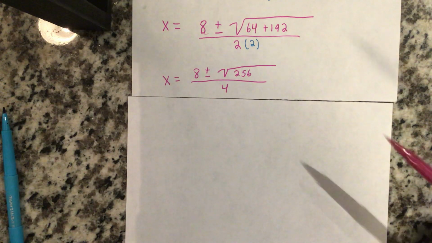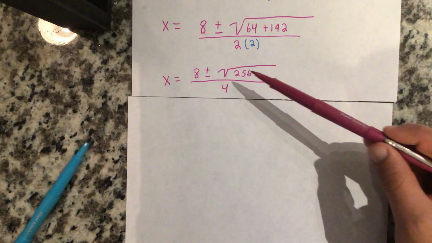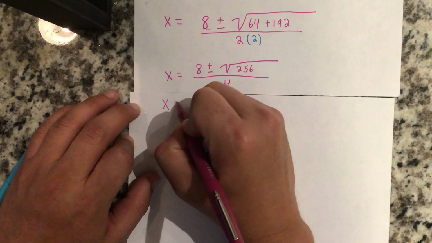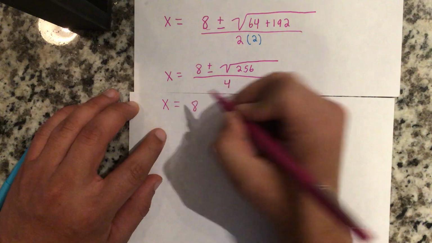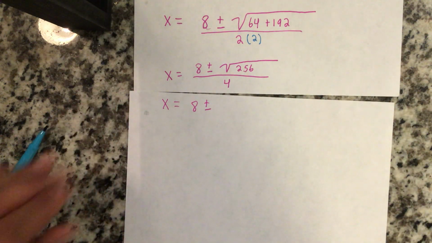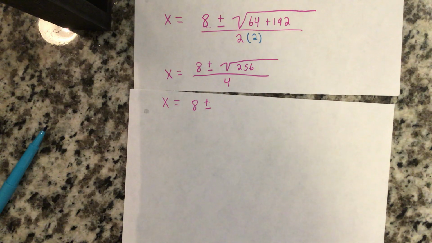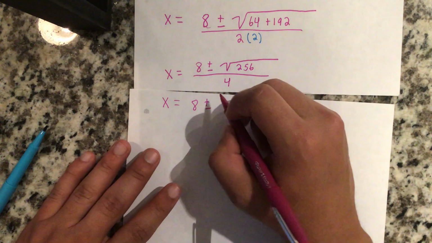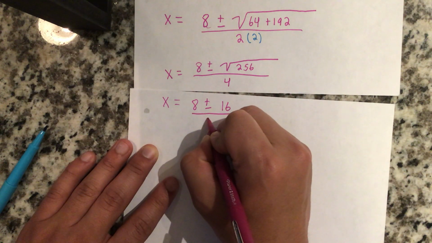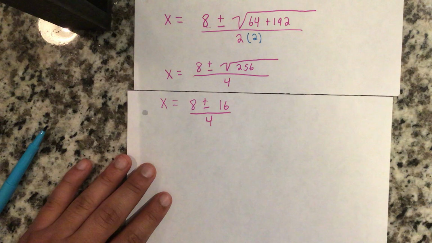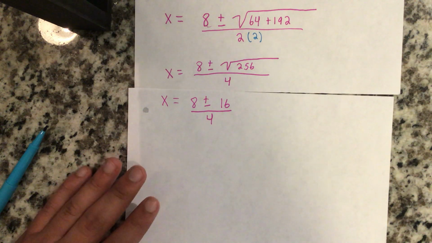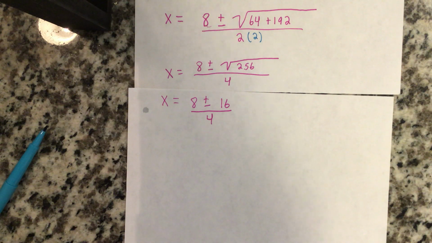So now what I can do is I can find the square root of 256. So I have x equals 8, right? Can't do anything with that. Plus or minus the square root of 256, if you have a calculator, or if you just know it, the square root of 256 is actually 16. So now I have 16 and then over 4. Okay, that's all I can do. 8 plus or minus 16 over 4. Okay, so it's getting smaller again.